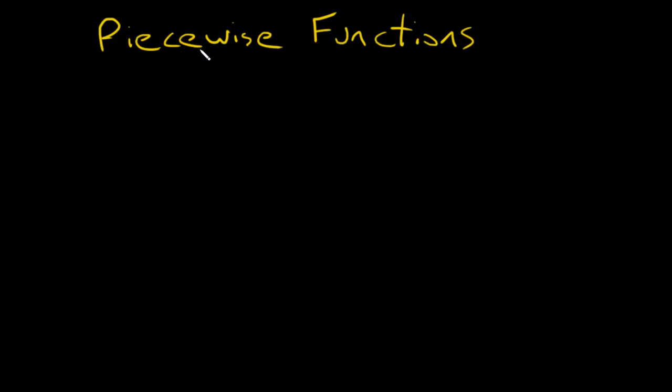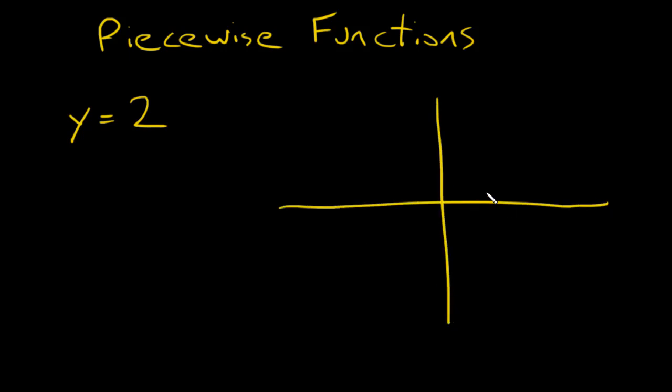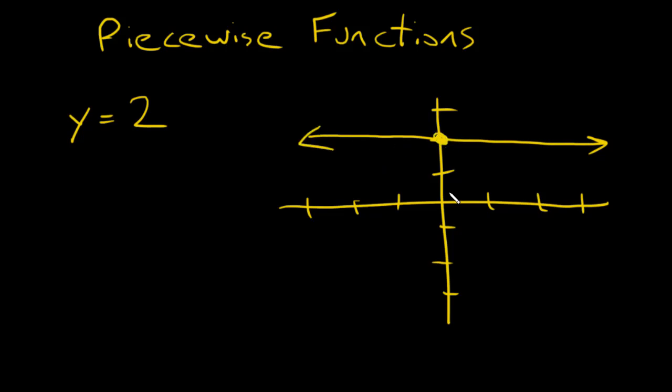So the weird thing about piecewise functions is they start out like a normal function, maybe y is equal to 2. I'll draw it over here. Okay, what does that look like? Well, that is going to be a horizontal line at y equals 2.